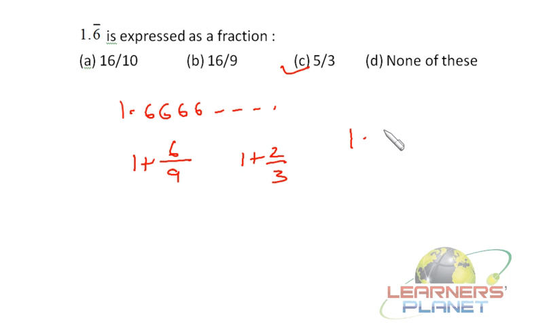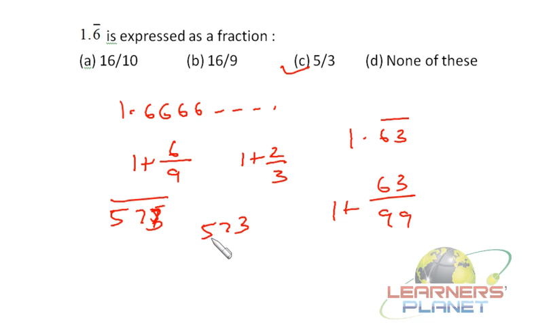If it would have been 1.63 bar, then we would have done 63 by 99. Similarly, if it is 573 bar, then it is 573 by 999.